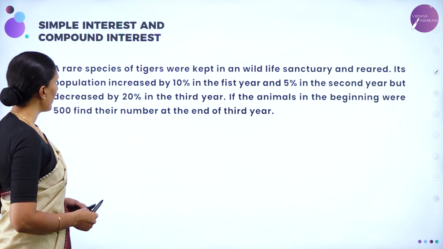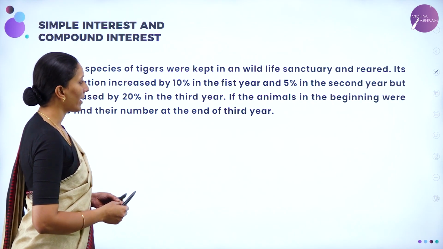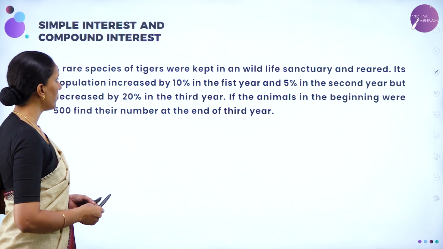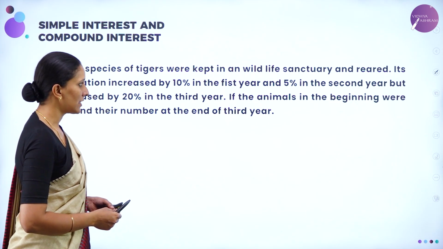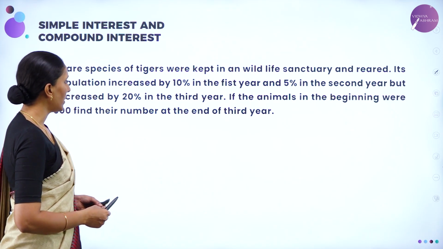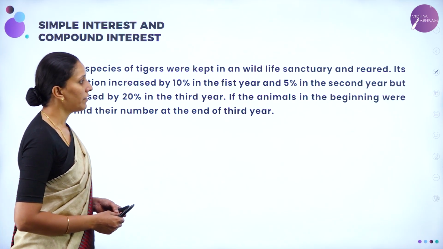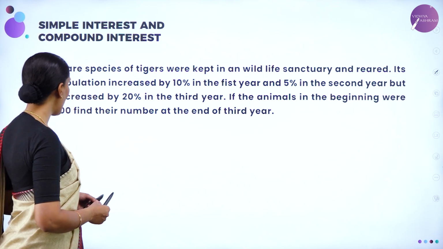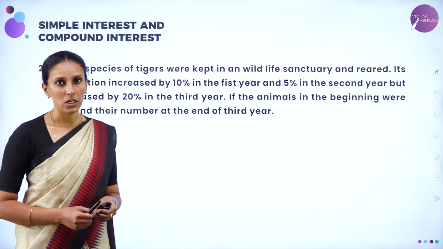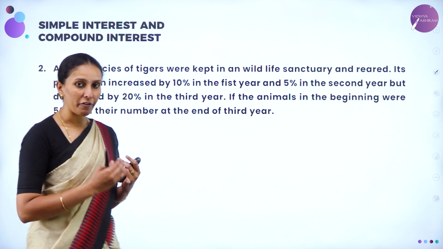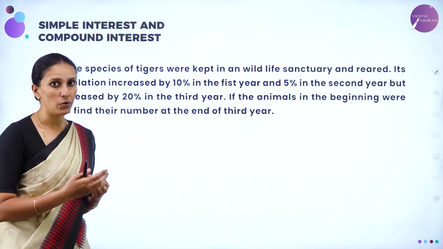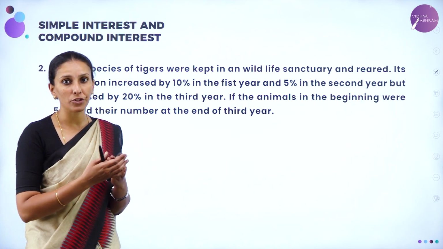Next question. A rare species of tigers were kept in a wildlife sanctuary and reared. Its population increases by 10% in the first year and 5% in the second year, but decreases by 20% in the third year. If the animals in the beginning were 500, find their number at the end of the third year. So here, the varying rate of interest, that is the concept of the compound interest formula, can also be useful in calculating the population growth rate.